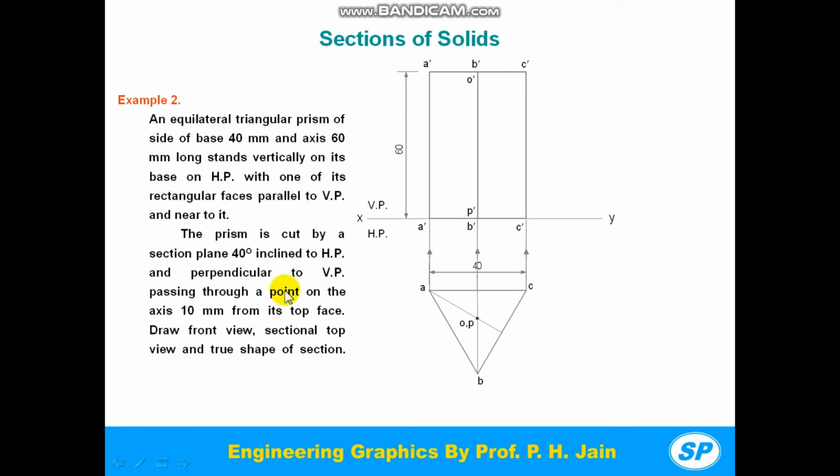But where is the cutting plane? So see, it is passing through a point on the axis 10 mm from its top face. So where is the axis? O dash P dash is the axis and this is the top face. So the cutting plane is passing through a point 10 mm on the axis from the top face. So mark this point 10 mm below this top edge, top face, and through that point draw the cutting plane line VT, 40° inclined to horizontal. So this is the position of the cutting plane. So we have drawn the position of the solid and the position of the cutting plane.